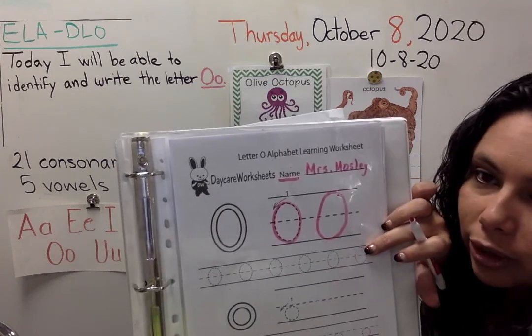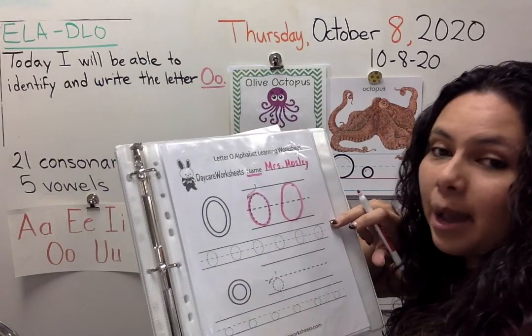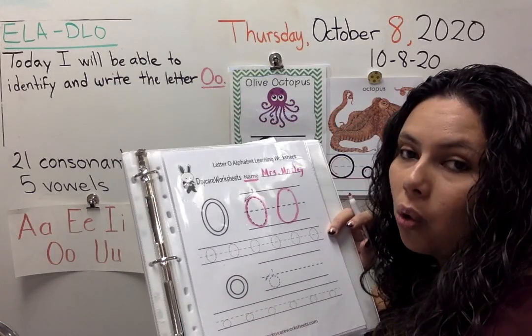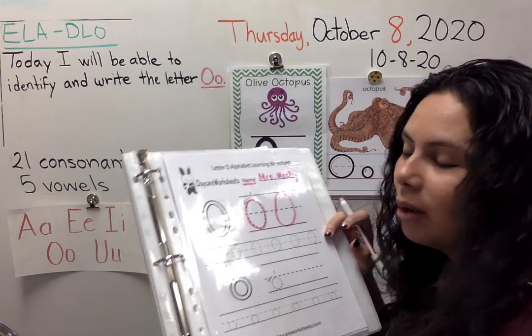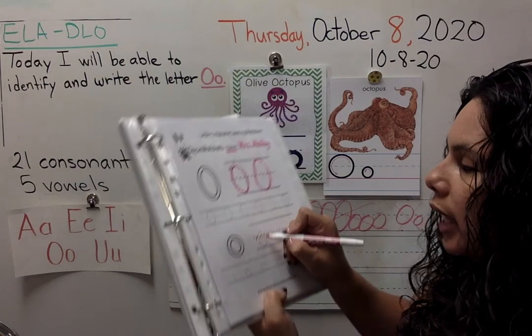Then you're going to practice. See, these do go up to the top. Practice all your capital O. Make sure you say O. O makes the sound ah. Maybe that'll help. Then you do the lowercase o.